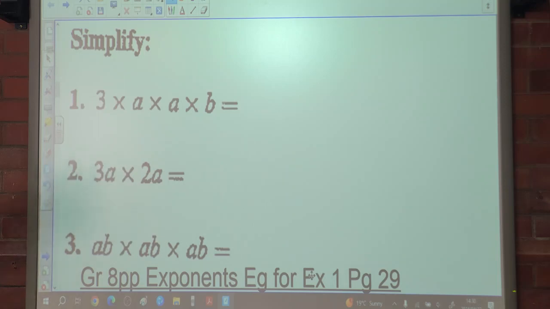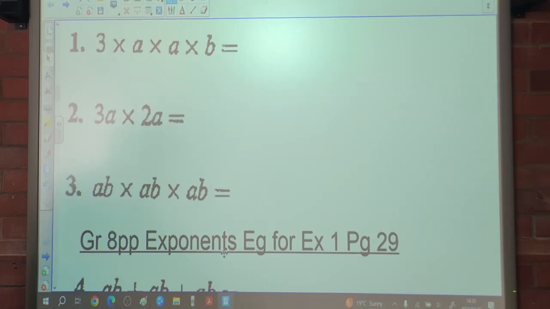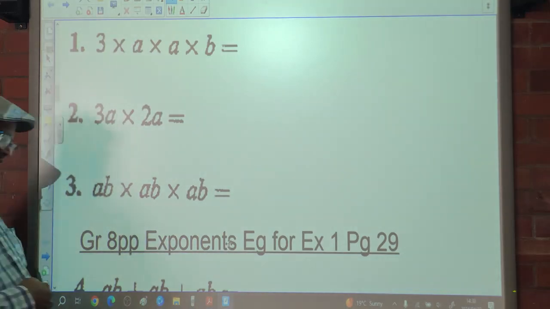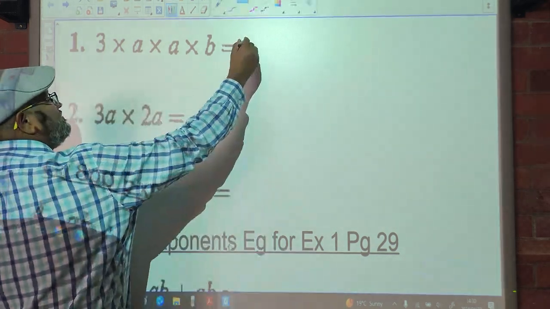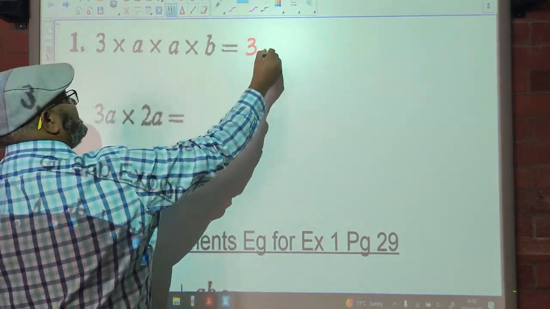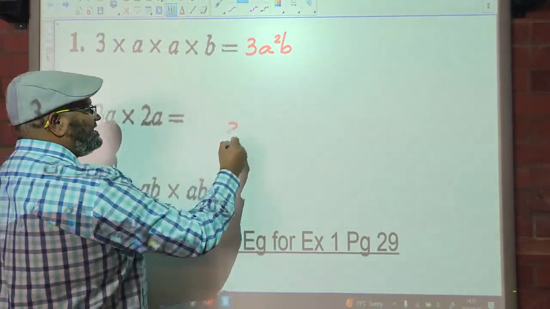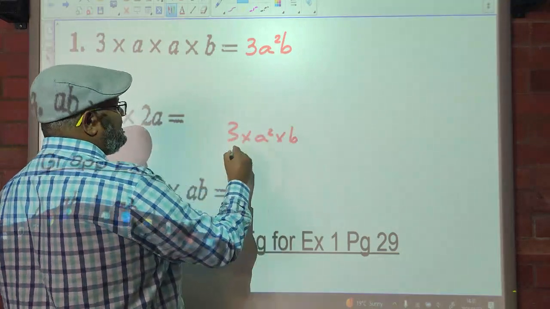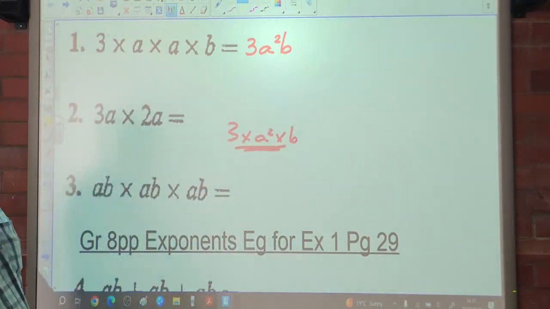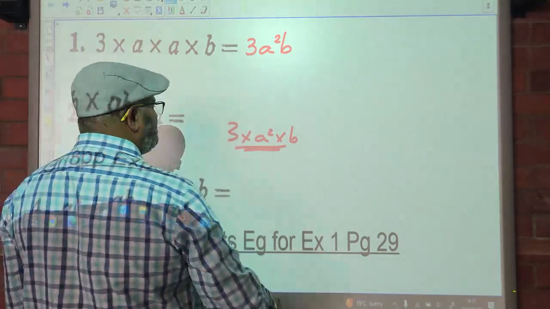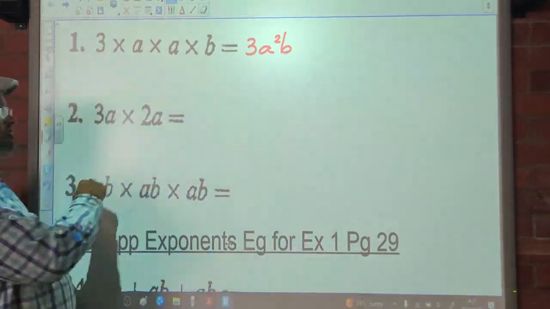Right. Yes, my girl. Go for it. Yes. Is it 3 multiplied by a, multiplied by a, multiplied by b? But is that in the simplest form? No. So what would it be in the simplest form? 3a squared b. So you see, it's going to be 3 times a squared times b. That is not in the simplest form. You understand? Don't worry, you'll get another chance. Do the next one quickly.